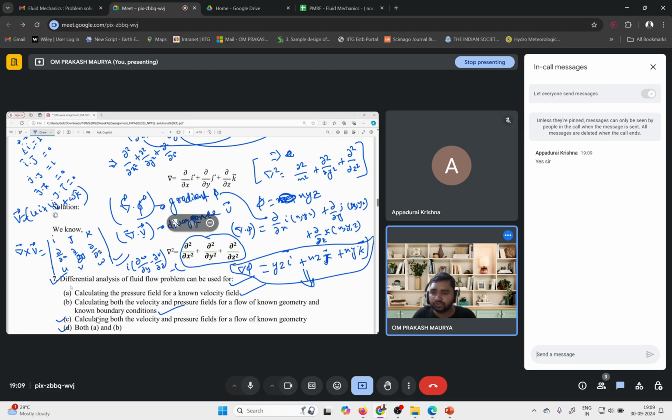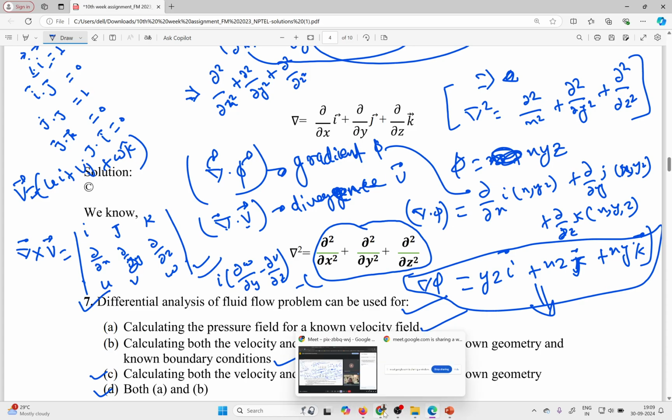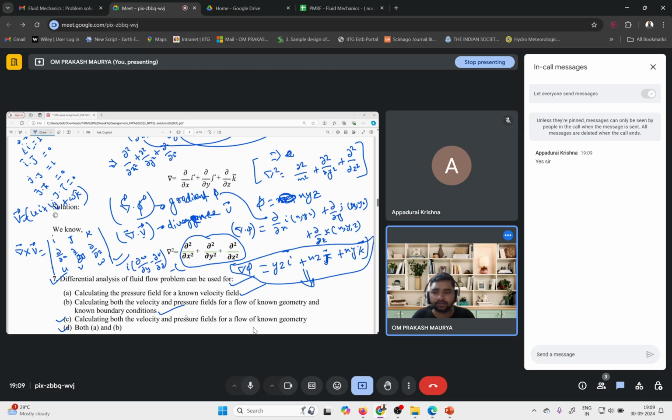Okay, now I'll move on to question number 7. You can write your answer in the chat box. The differential analysis of fluid flow problem can be used for: option A, calculating the pressure field for a known velocity field; option B, calculating both the velocity and pressure field for a flow of known geometry and known boundary conditions; option C, calculating both the velocity and pressure field for a flow of known geometry; option D, both A and B. Which option will be correct? If you have any idea about this, you can write your answer in the chat box. Question number 7.